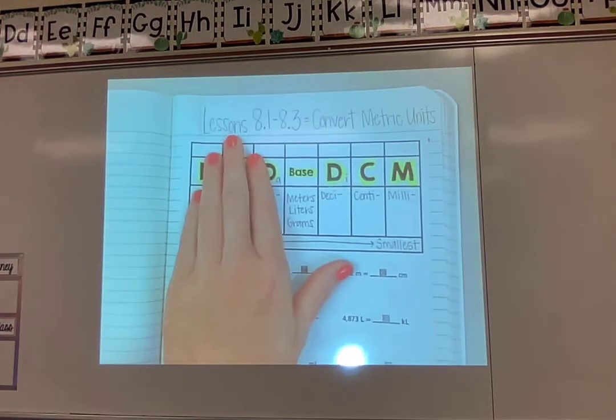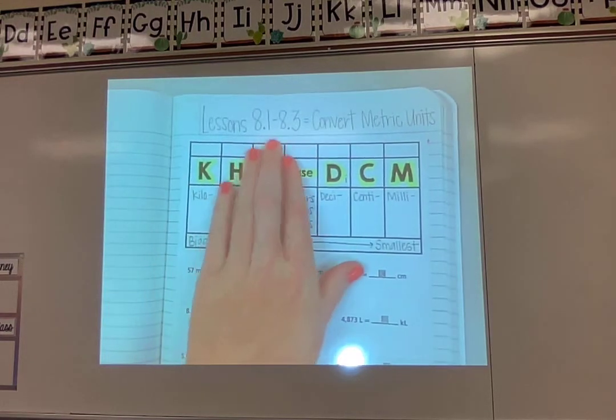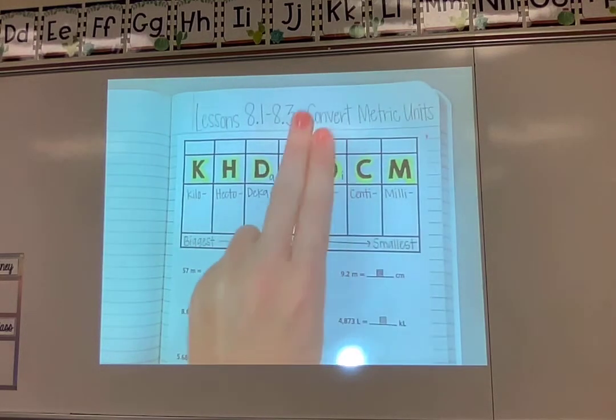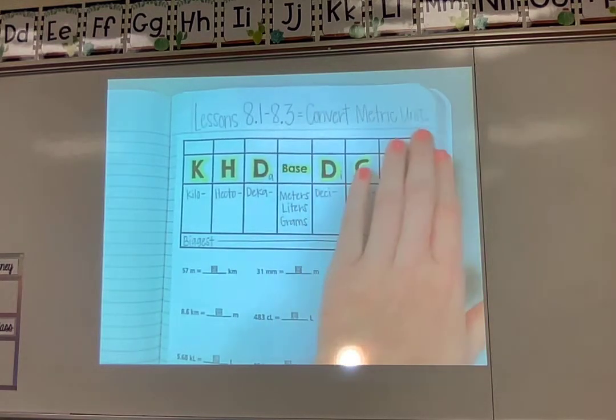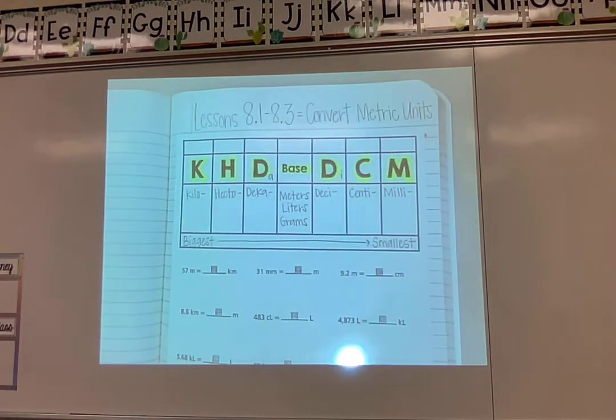So today we are actually doing lessons 8.1 through 8.3. So 8.1, 8.2, and 8.3 all together in a group. And it is all over converting metric units. So we're going to put it all together because it all goes with the same thing.